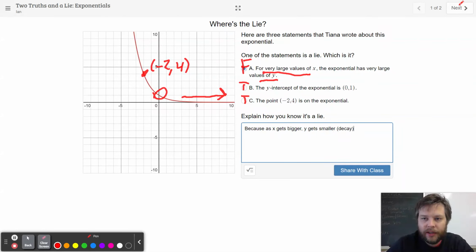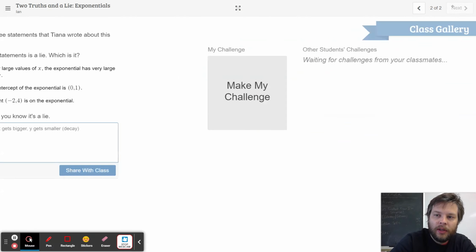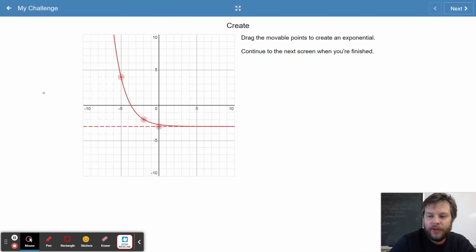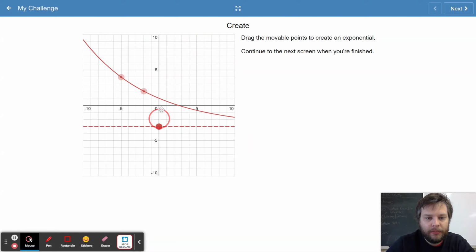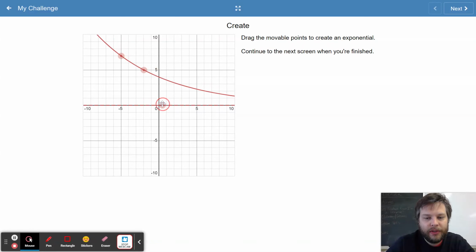Then on the next slide, you get a chance to make up your own and then try the challenges that other people make. You can drag these points around to make whatever sort of exponential curve you want. This bottom one drags the asymptote, the floor, around. Most of our examples in this class have had an asymptote of 0. This point right here controls if it's growth or decay. And this point right here controls the rate of change, like the factor. So both of them work together to create the rate of change.